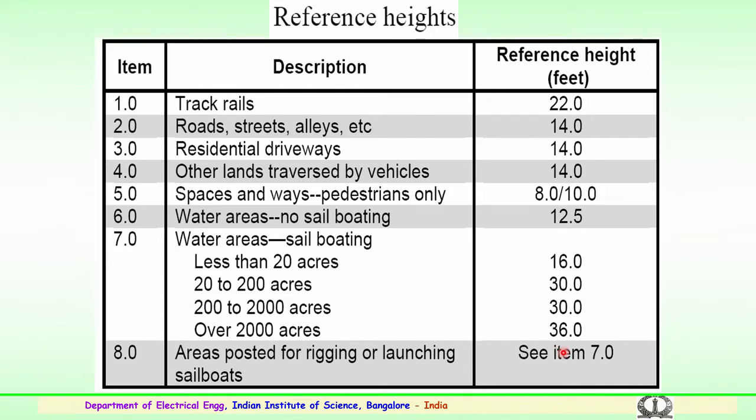So, these are all the reference details, height details given as per the international or the national standards, which are to be added during the distribution tower construction, so that necessary clearances are maintained and electrical accidents do not occur.